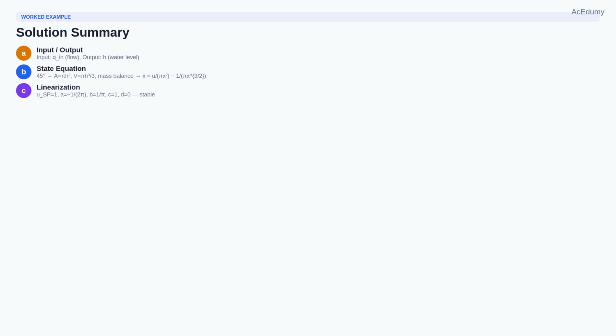We found the set point u equals 1 from the equilibrium condition. Linearizing at x equals 1, u equals 1, we got delta x dot equals negative 1 over 2 pi delta x plus 1 over pi delta u. The negative sign in A means the system is locally stable. 3 parts, 1 complete funnel analysis. Done.